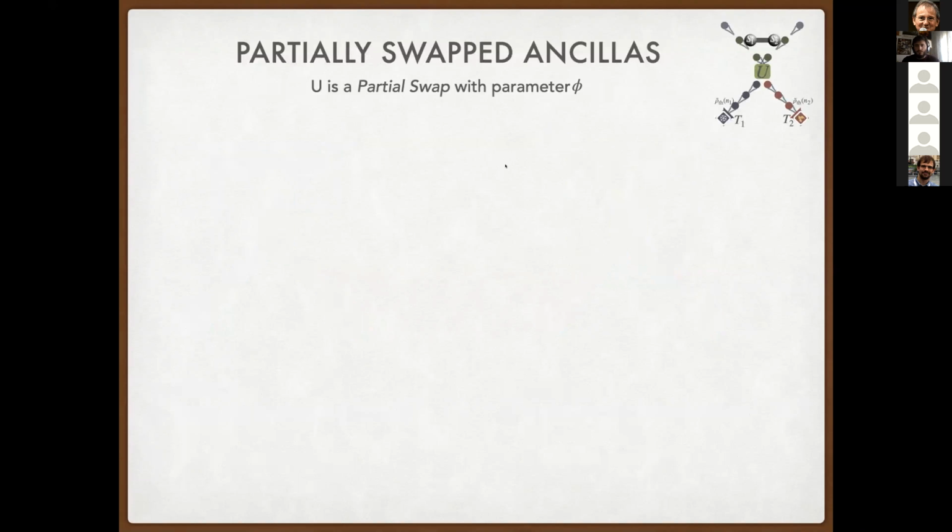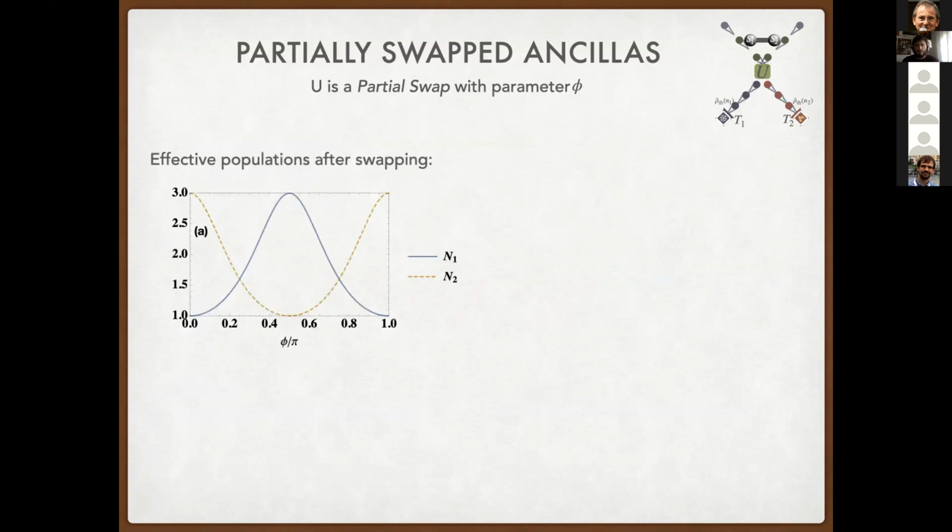The first case that we considered, very simple just to start, was to assume U to be a partial swap with parameter phi. The effect of the partial swap, as you can imagine, is to swap the populations of the ancillas. So if N1 and N2 are the populations of the ancillas after the collision, initially, for phi equal to 0, one was at 1 and one was at 3. As phi grows, the populations are swapped, and eventually they are completely swapped when phi is equal to pi half. So phi equal to pi half corresponds to the complete swap, the total swap.